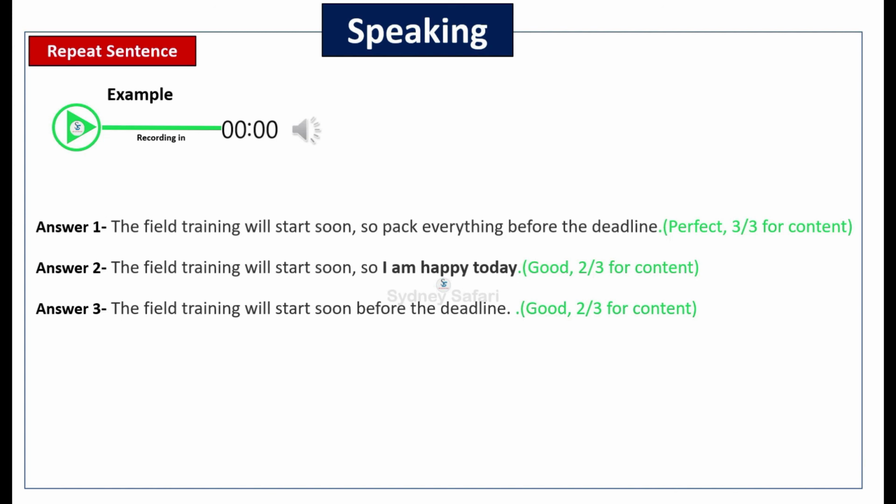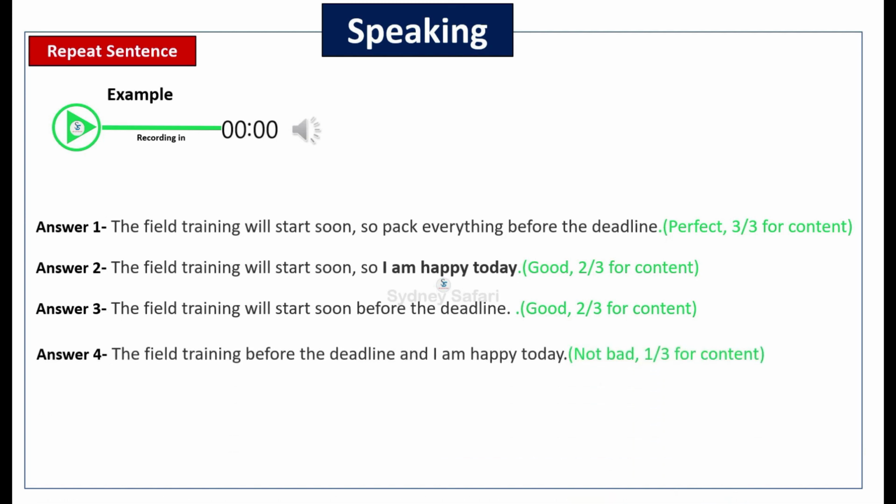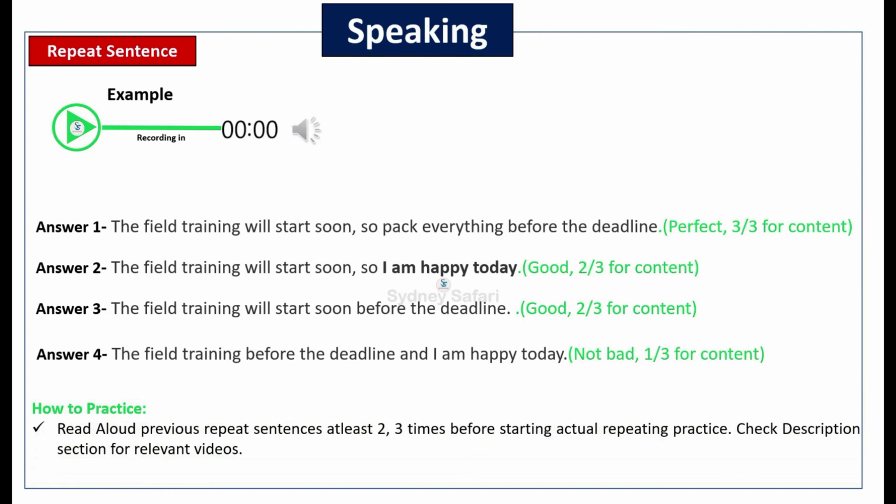One more. So let's see one more example, like the field training will start soon before the deadline. So still you will get 2 out of 3, because you have covered at least 50% of the content. And in the worst case, you can still get 1 mark, like the field training before the deadline, I am happy today. So the good thing is I maintained the fluency and also repeated at least 50% of the words. So you can get 2 out of 3.